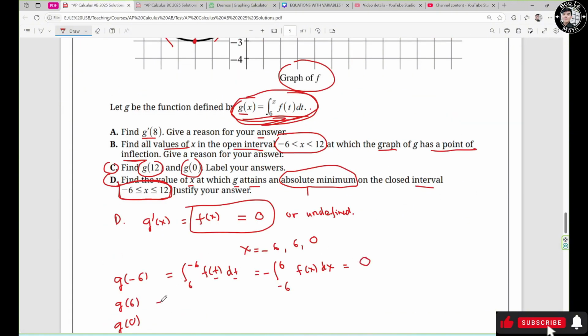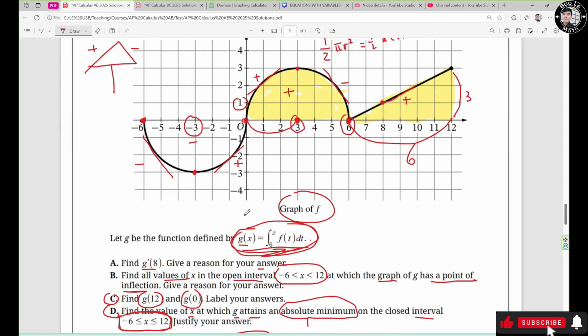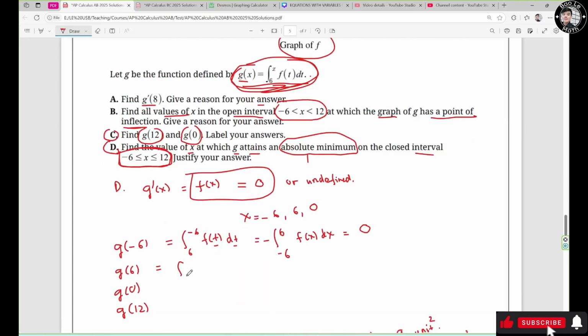Now, g of 6 is going to be the integral from 6 to 6 of f of t dt. So it could be the integral from 6 to 6 of f of s ds. Now, this has the same bounds, so the answer must be 0. Remember the formula: the integral from a to a of f of s ds always equals 0. So keep that in mind.